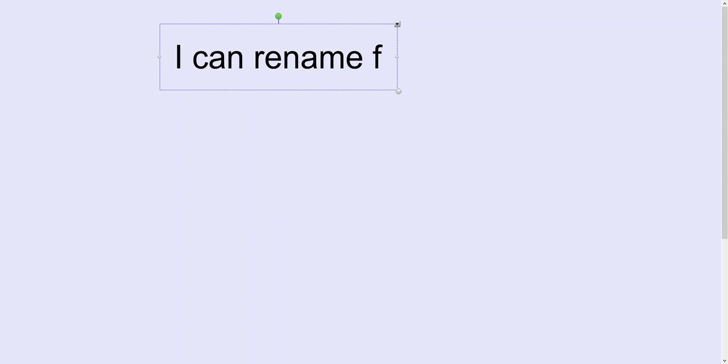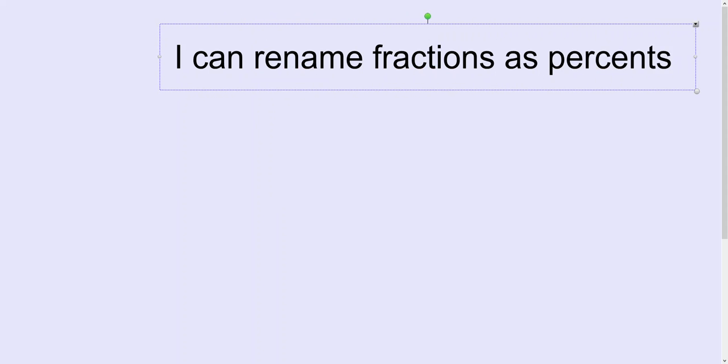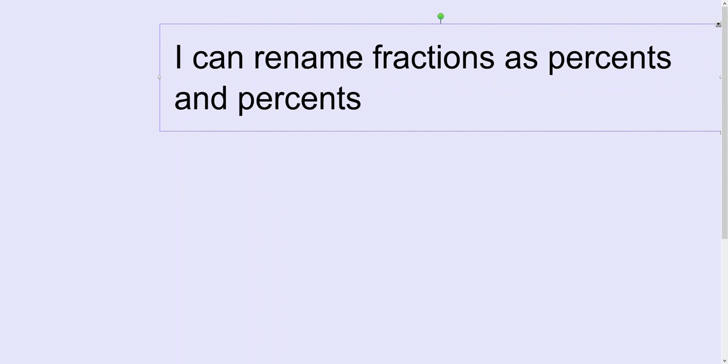All right, so you are going to be able to rename fractions as percents and percents as fractions. It might sound hard, but it's not. So just make sure you follow along and work along, and you'll be just fine.